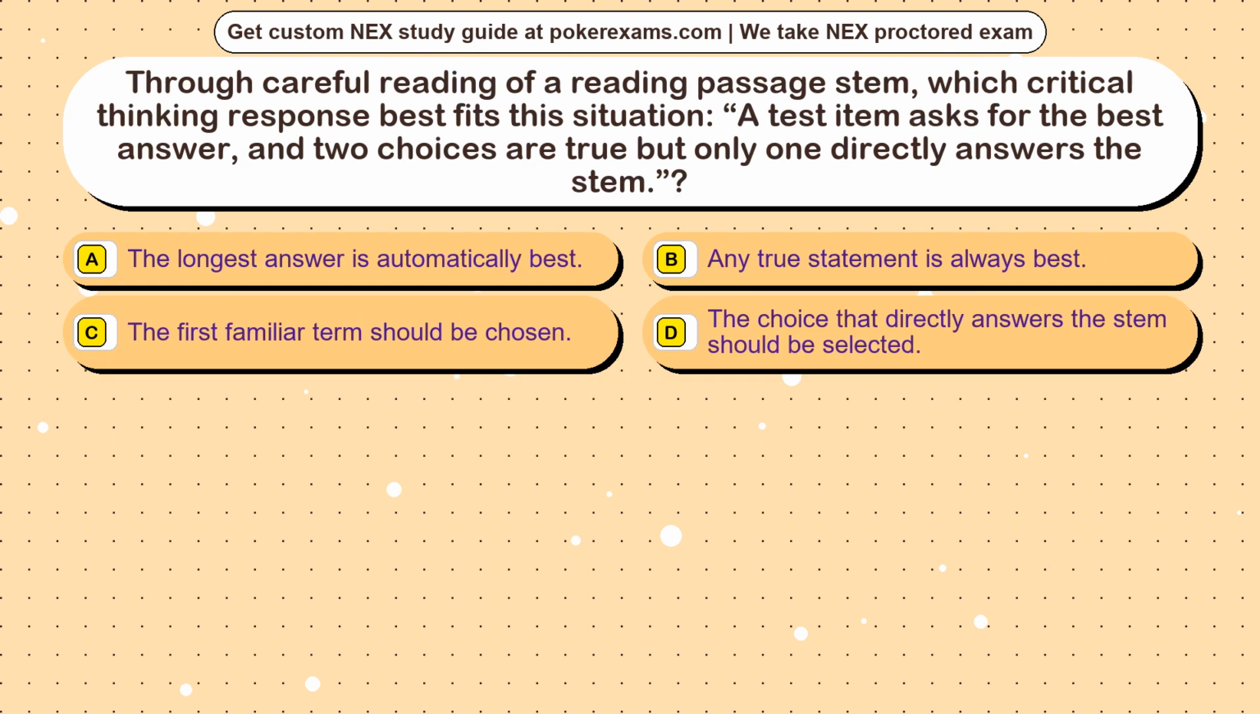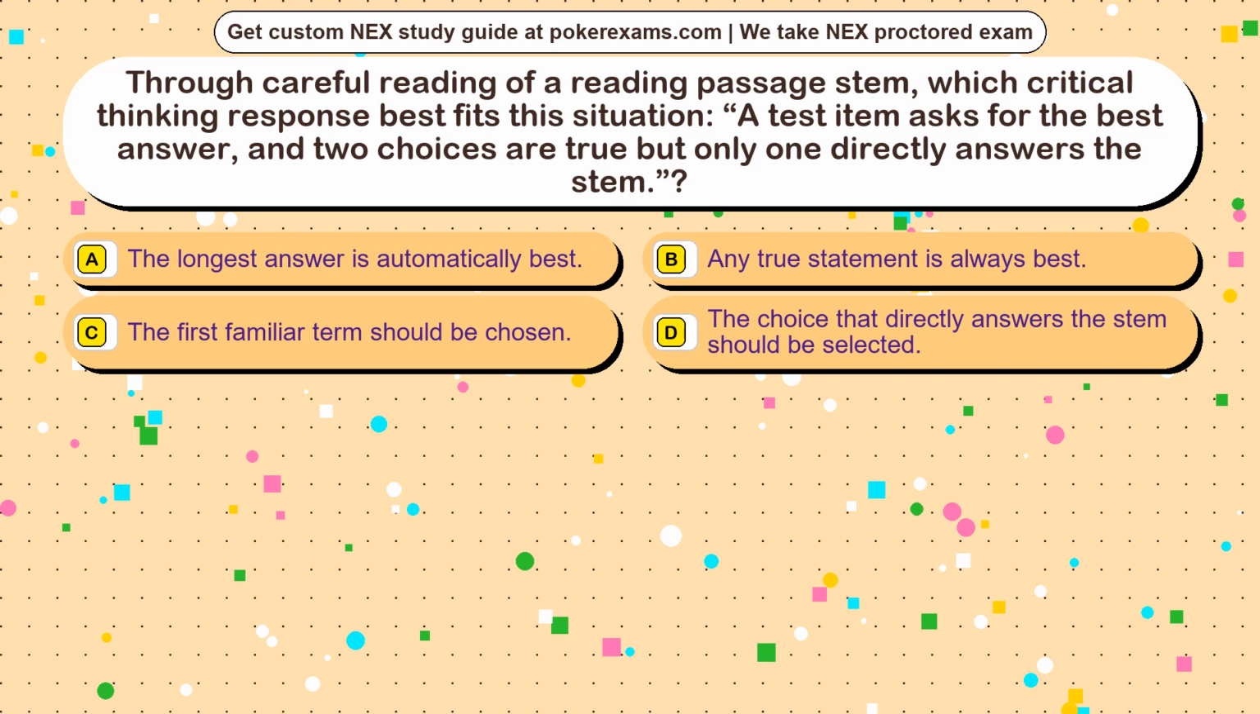Question 25. Through careful reading of a reading passage stem, which critical thinking response best fits this situation? A test item asks for the best answer, and two choices are true but only one directly answers the stem. Option A, the longest answer is automatically best. Option B, any true statement is always best. Option C, the first familiar term should be chosen. Option D, the choice that directly answers the stem should be selected.